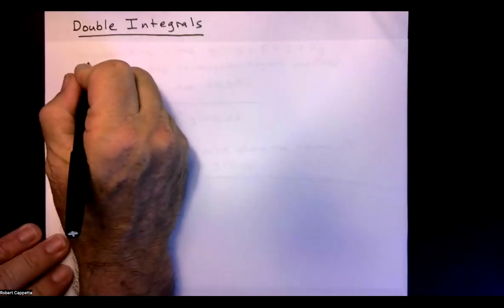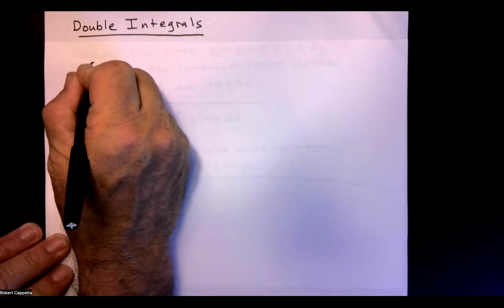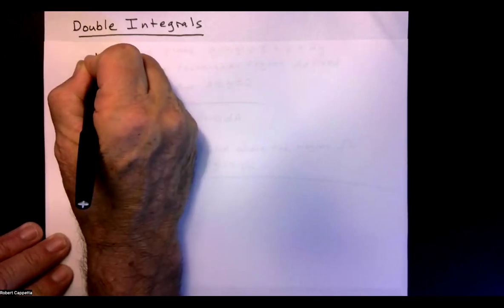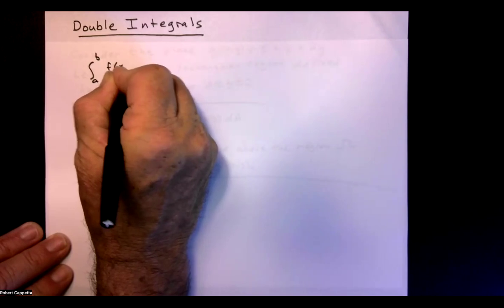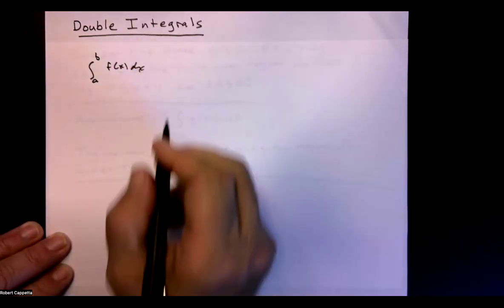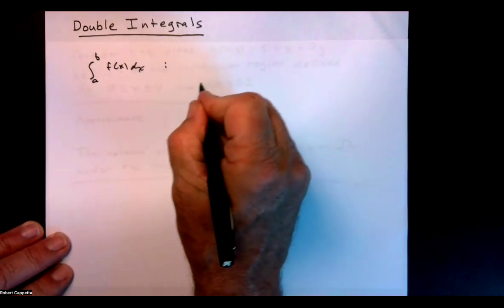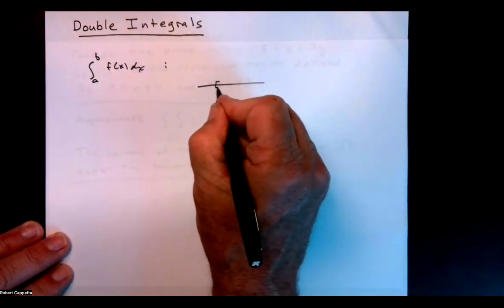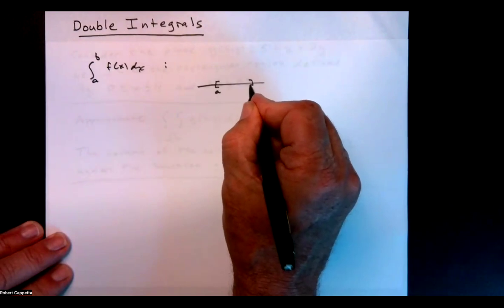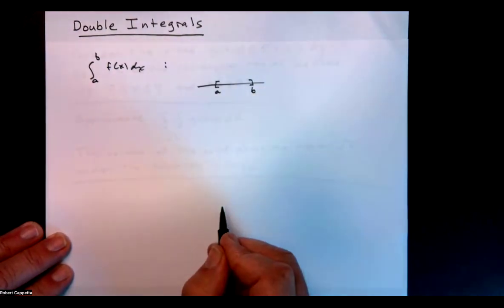So this lesson's on double integrals, but before we do that, let's remind ourselves of what a single integral was. If I had, for example, the integral from a to b of f of x dx, what does that represent? Well, a to b is an interval.